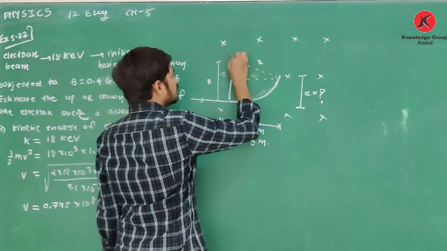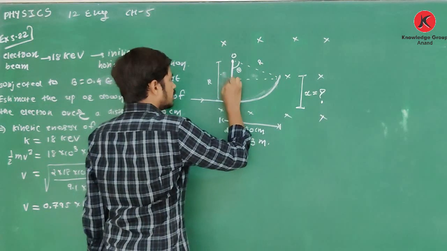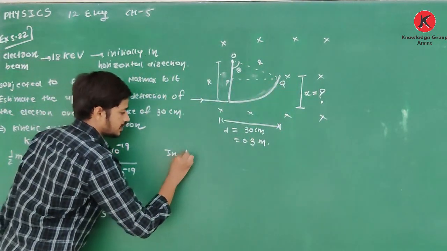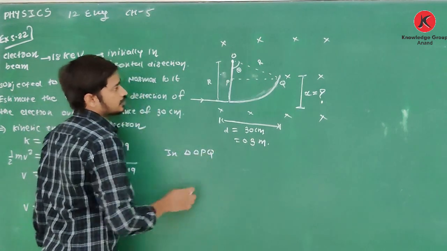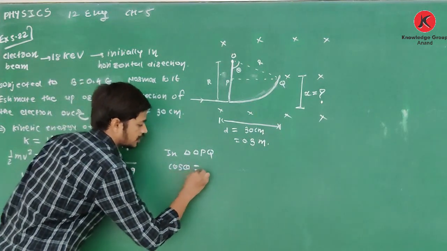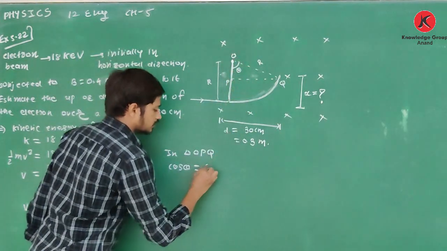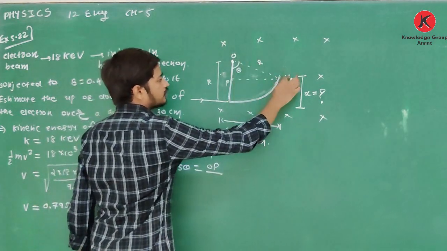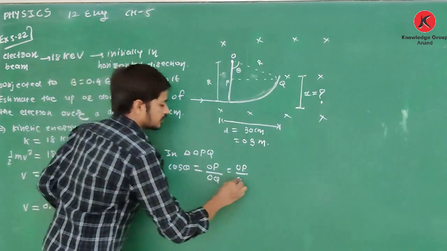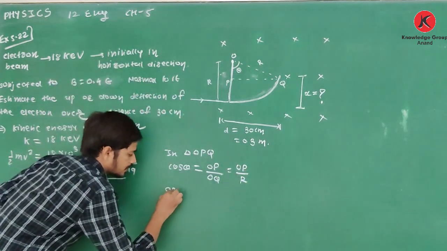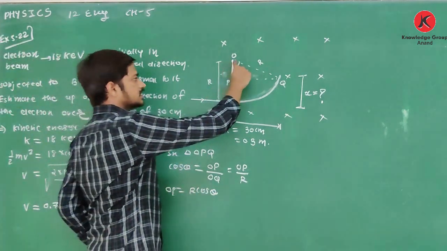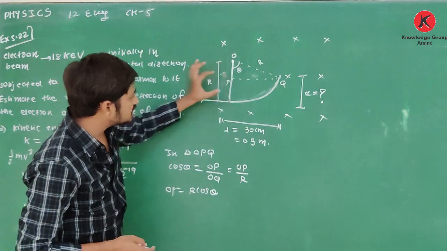In this triangle, I am giving names: O, P, and here Q. Then in triangle OPQ, cos theta is equal to adjacent side OP upon hypotenuse OQ, which is nothing but R. So OP is equal to R cos theta. So this distance is R cos theta. I have to find this distance.